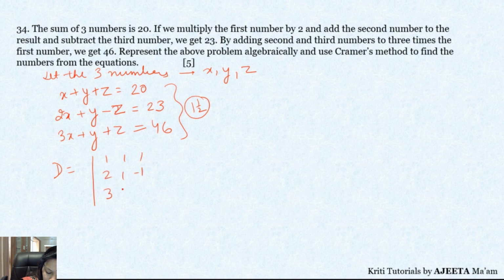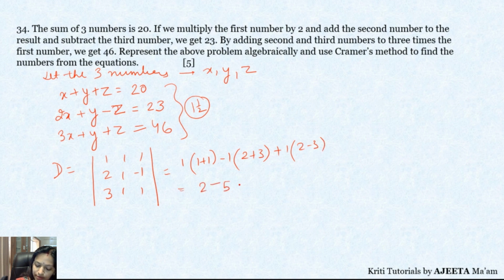1, 1, 1, 2, 1, minus 1, 3, 1, 1. Right? So let's make it out. So what do you get? 1 into 1 plus 1, minus 1 into 2 plus 3, plus 1 into 2 minus 3. So what do you get? 2, then minus 5, and then you get minus 1. So what do you get? 2 minus 6 and minus 4. So that's your D. Again 1 mark you will get for this. Okay, so mostly क्या होता है, हम 1 1 1 1 सबका रखते हैं, so that you get the answers.